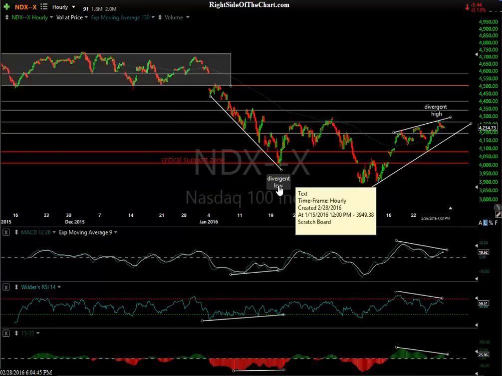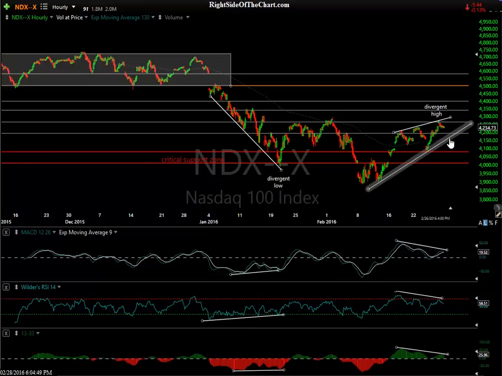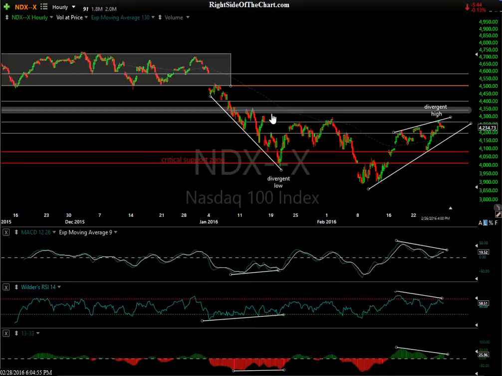So we had a divergent low back here, and now we have a divergent high within what could be a bearish rising wedge pattern. We only have 2 tags. I'd like to see another reaction off there. Let's see how prices handle that. And we could come back in.